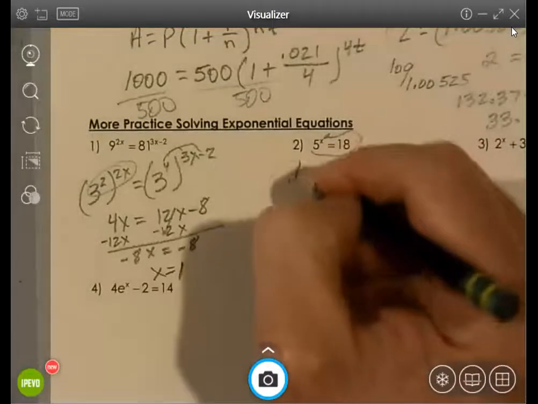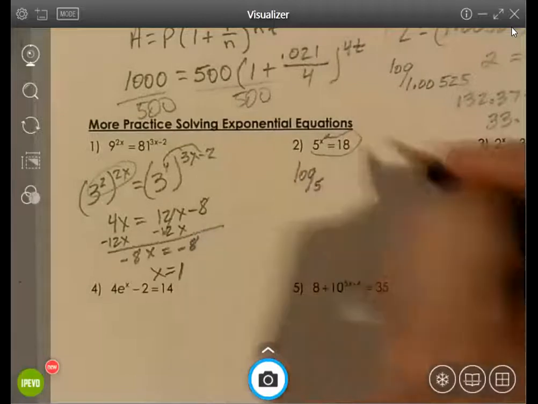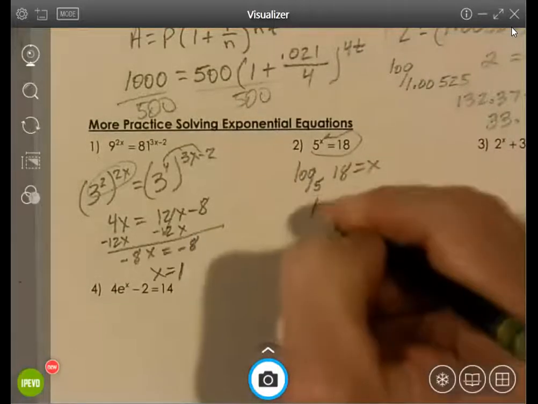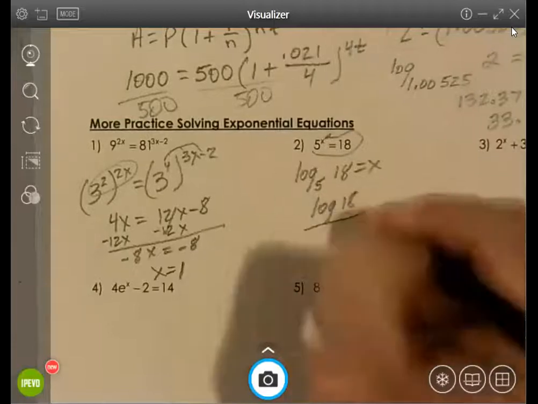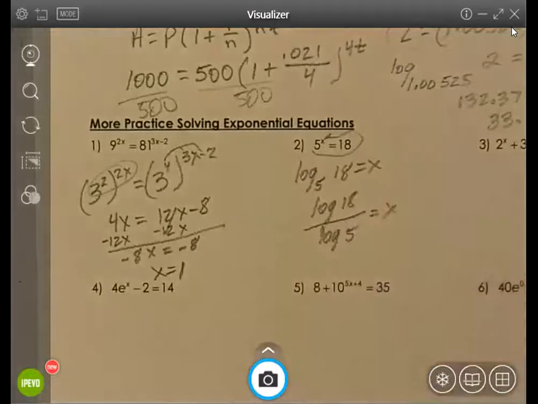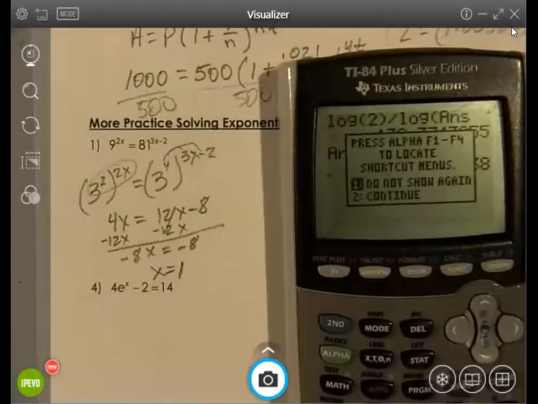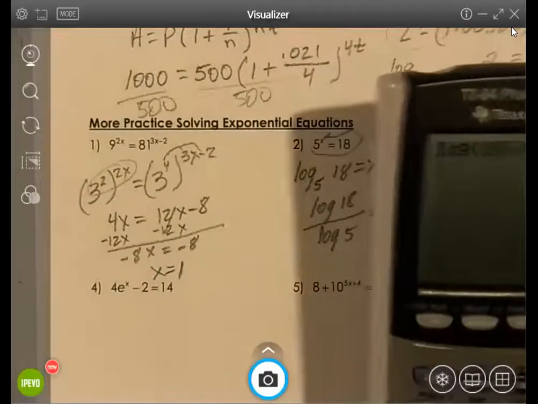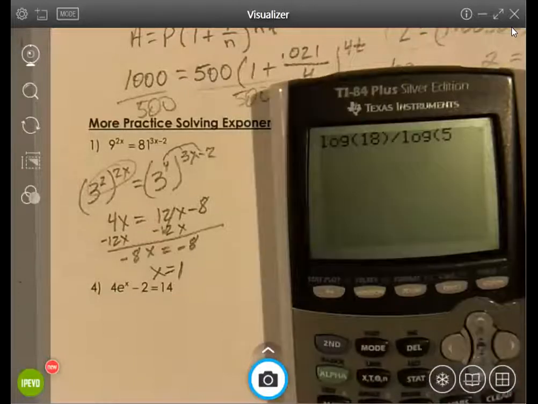So here we're going to have the log base 5 of 18 equals x. You would have to use the change of base formula. Log of 18 divided by log of 5. 5 to what power equals 18? 5 to the 1.8.